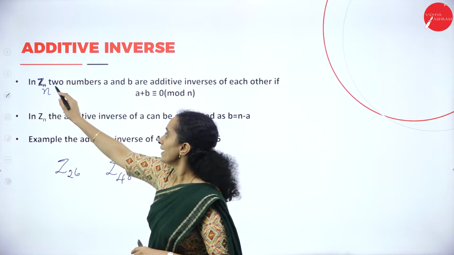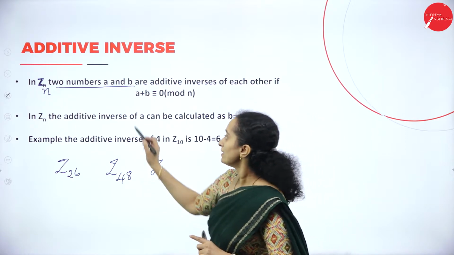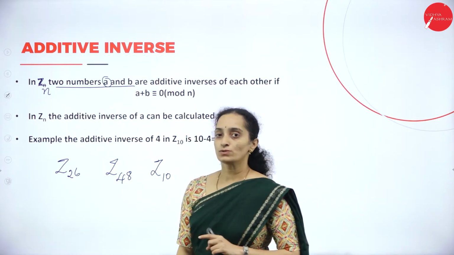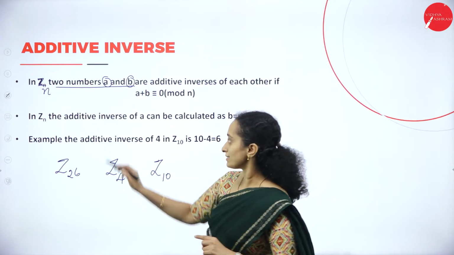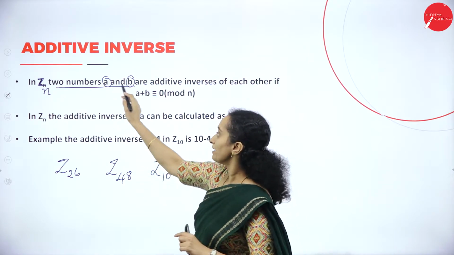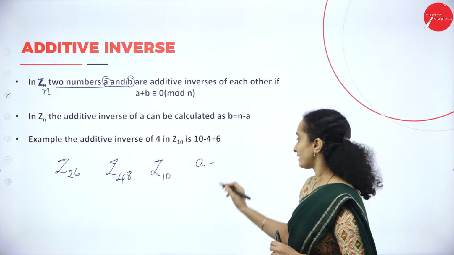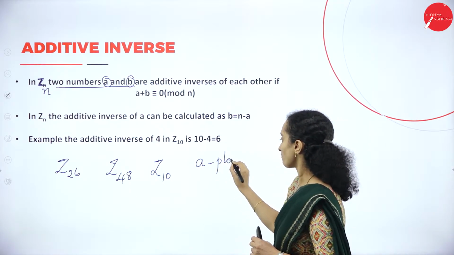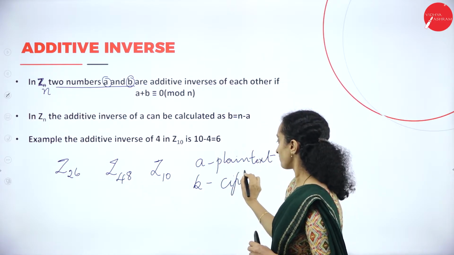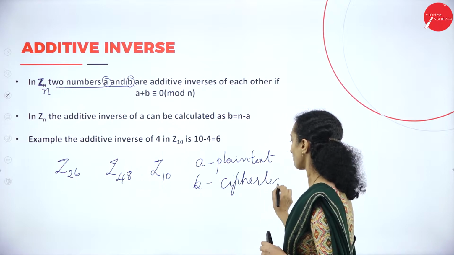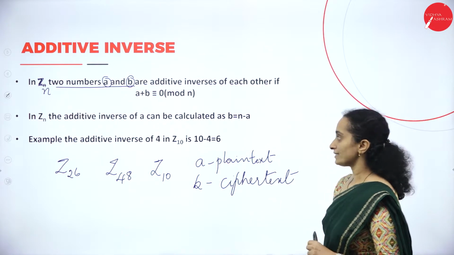In this, we consider 2 numbers A and B. A is used in plain text and B is used in ciphertext. A will represent a character in plain text. B will represent a character in ciphertext.